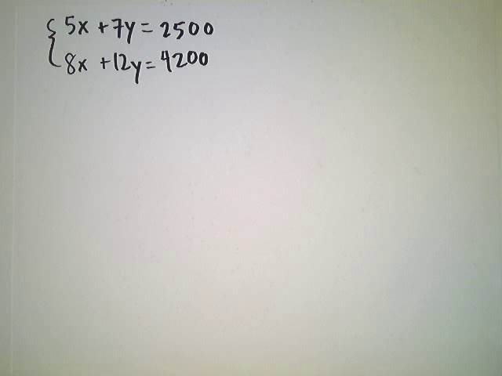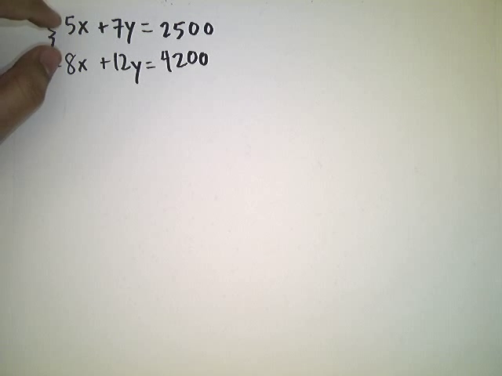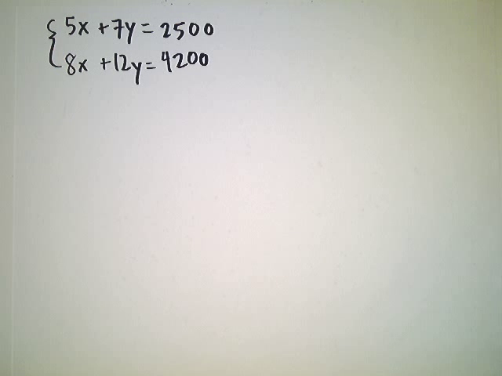So what we're going to have to do is multiply both of these equations by something in order to get these coefficients to differ only in sign. So we could do that either for x or for y. I'm going to choose to do it for x.